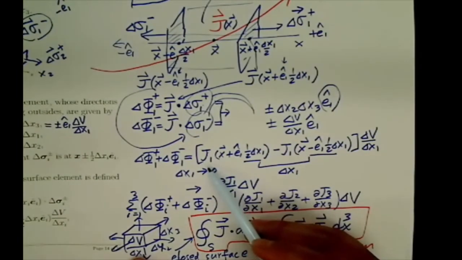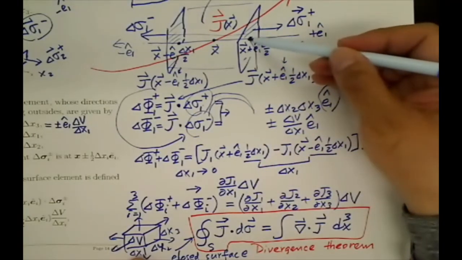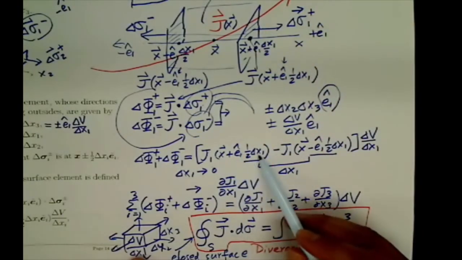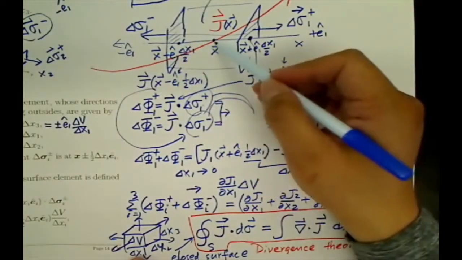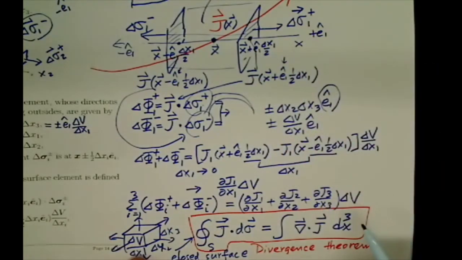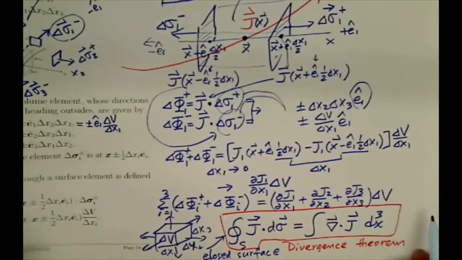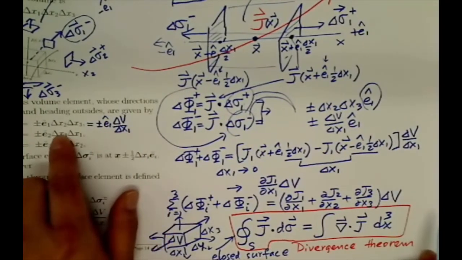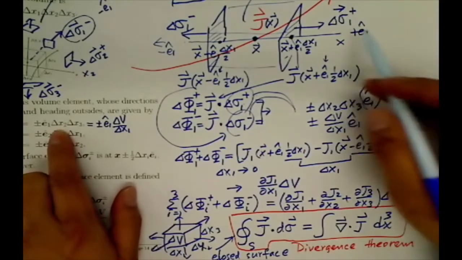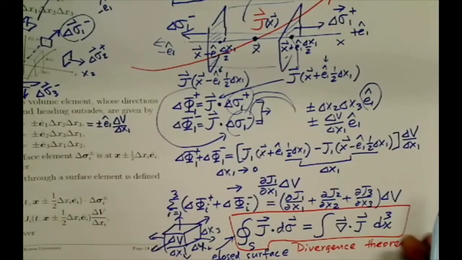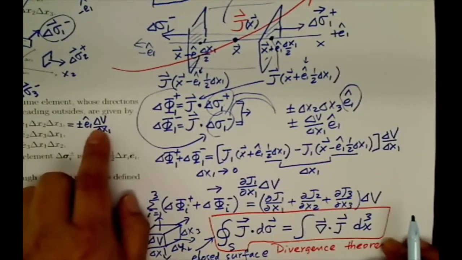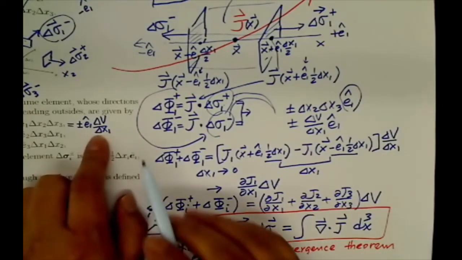The positions of these surfaces are at x plus one half delta x1 and x minus one half delta x1, where x is the central point of this volume. We recall that the areas of sigma 1 plus and sigma 1 minus are delta x2 delta x3. That can be expressed in terms of volume divided by delta x1. So we substitute this area in here.